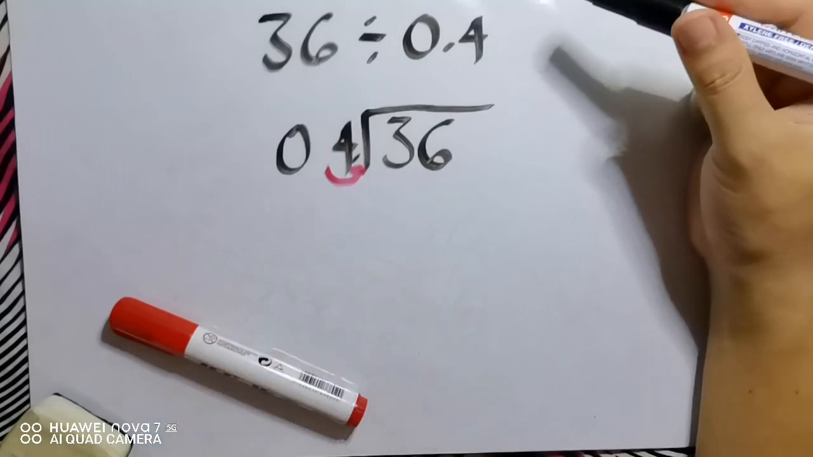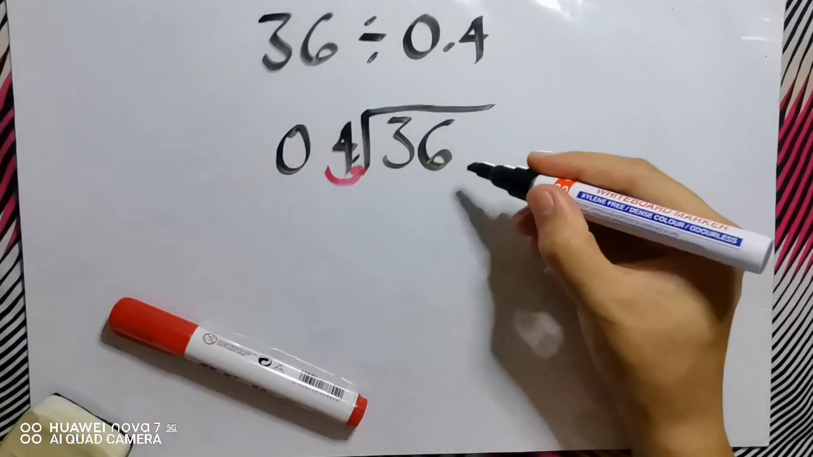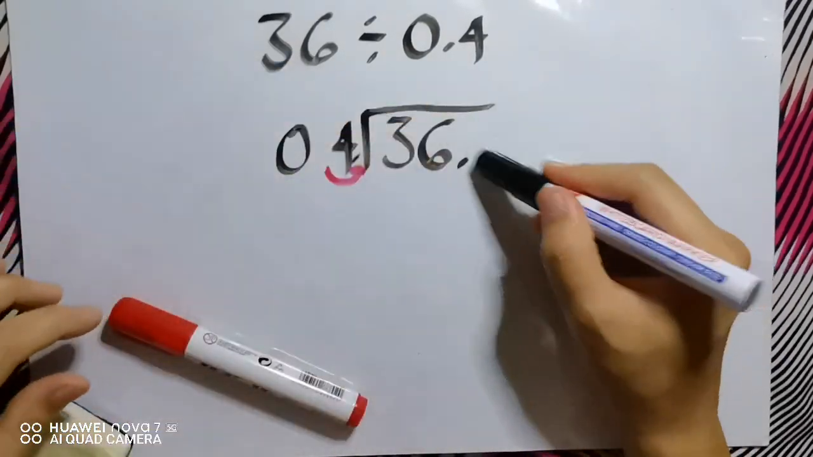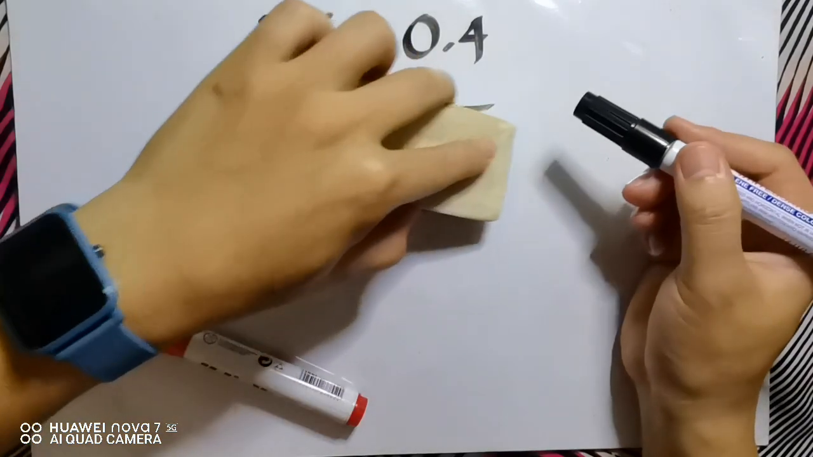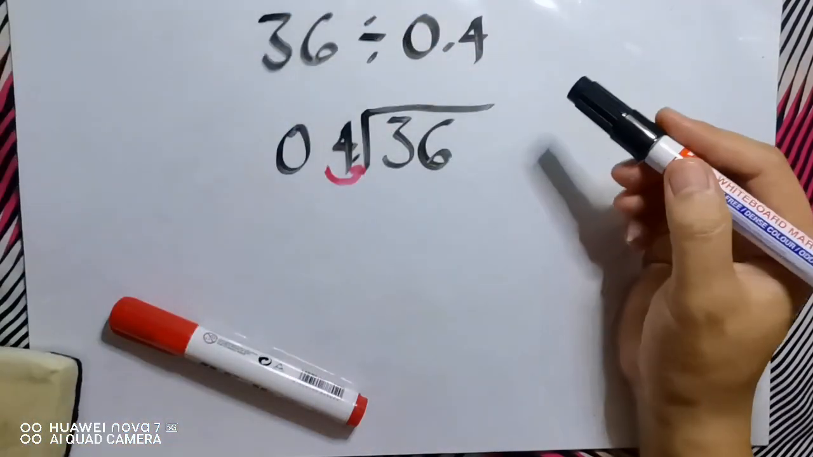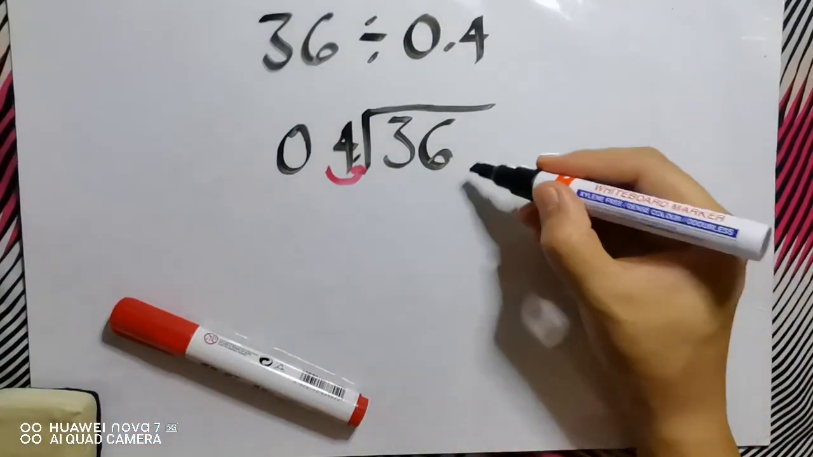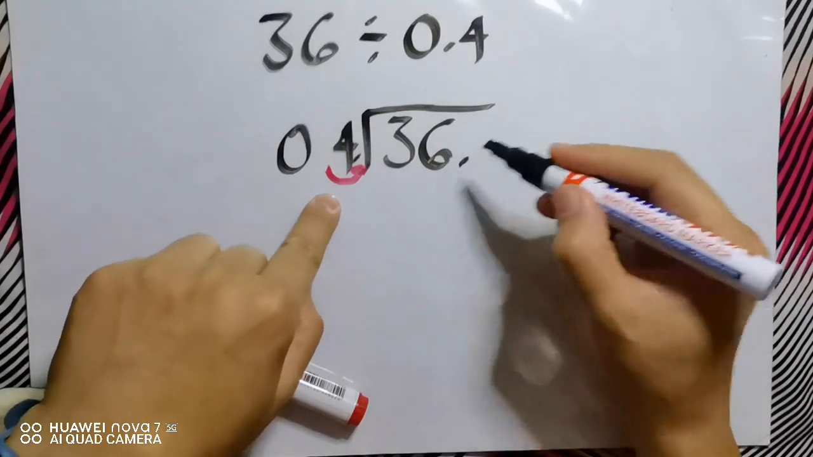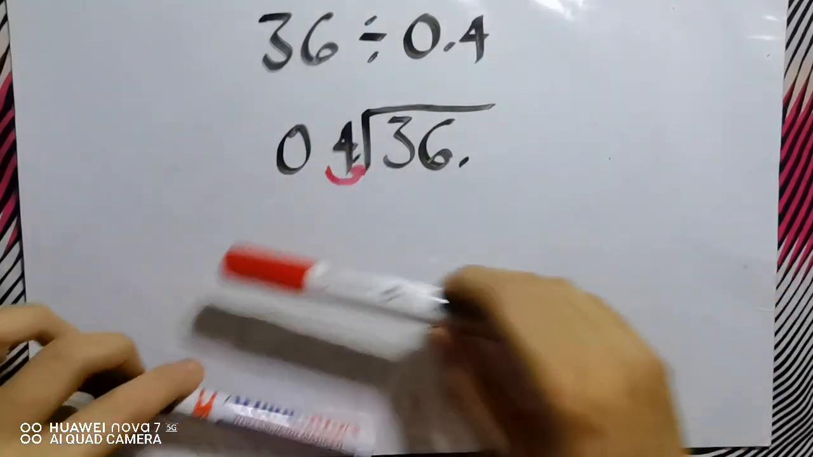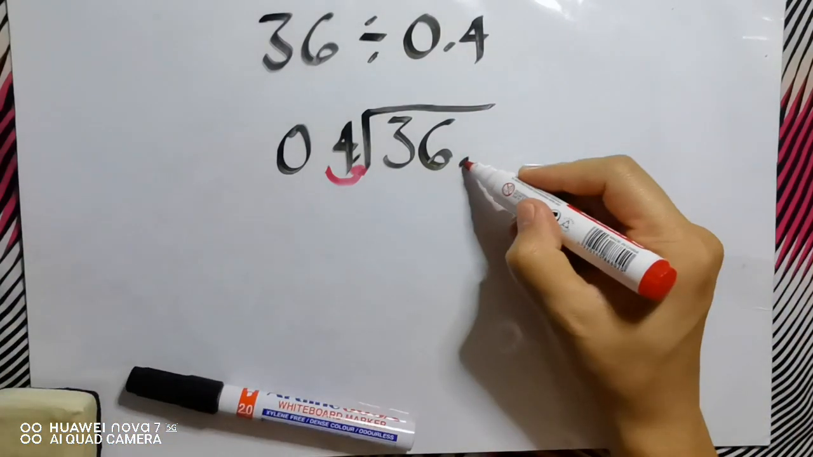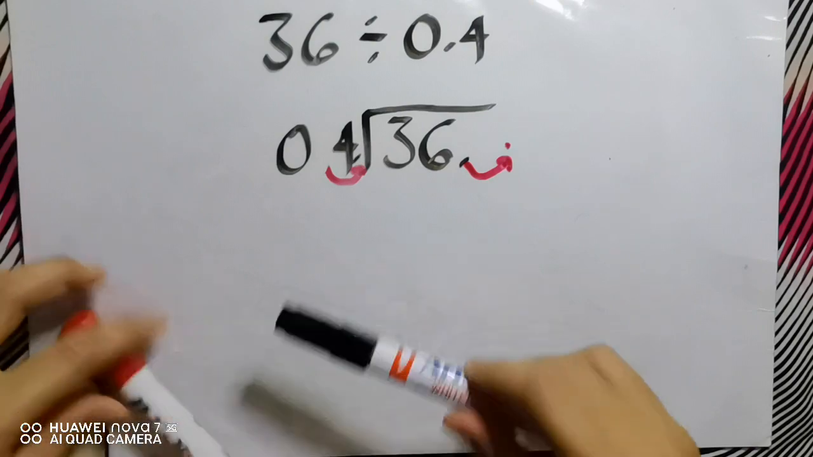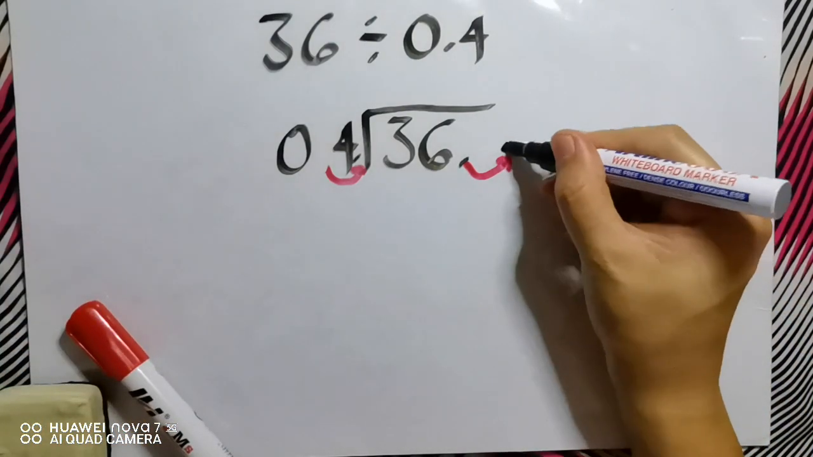Mukha lang yang wala, pero meron siyang decimal point dito. Dahil wala namang nakalagay na decimal number dito, kaya hindi siya nilagyan ng decimal point. Pero meron yung decimal point dyan. So, dahil dito nag-move ka ng isang beses, dito mag-move ka din ng isang beses. So, move ka. So, magiging doon na ang iyong bagong decimal point.